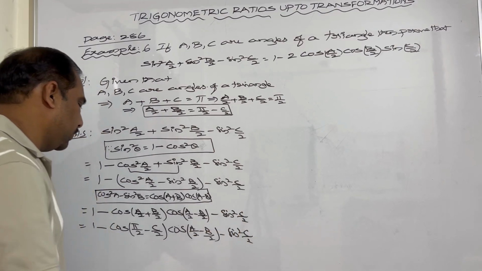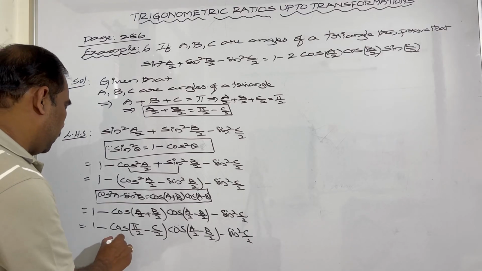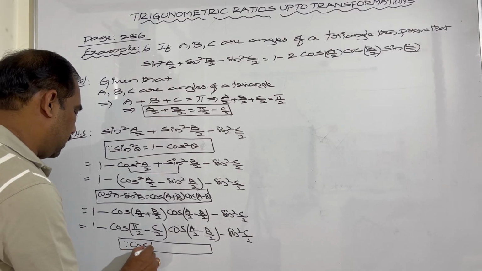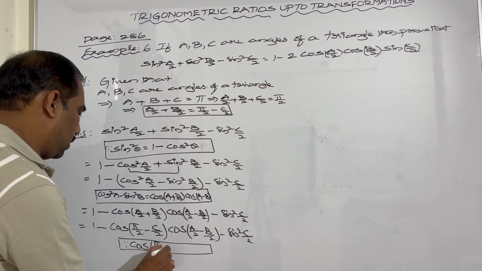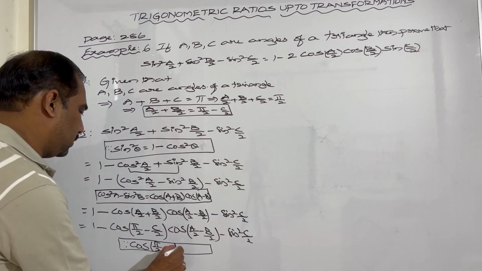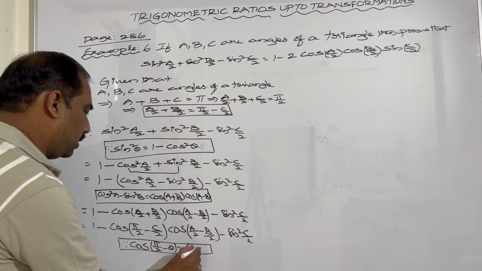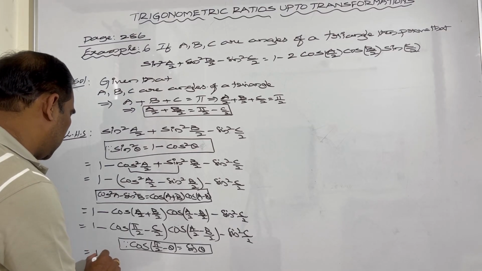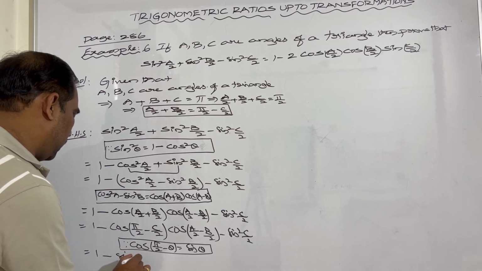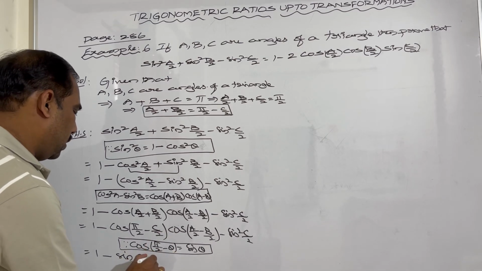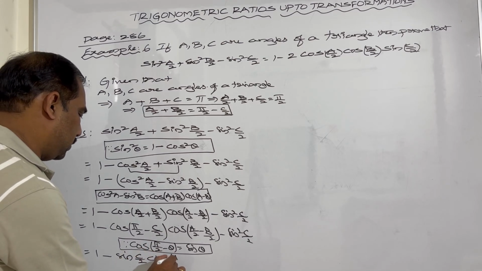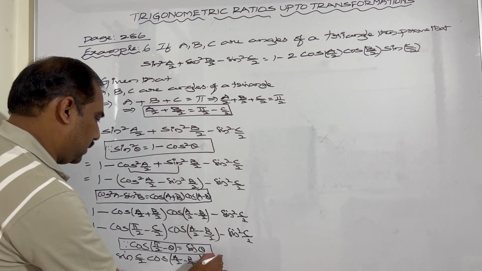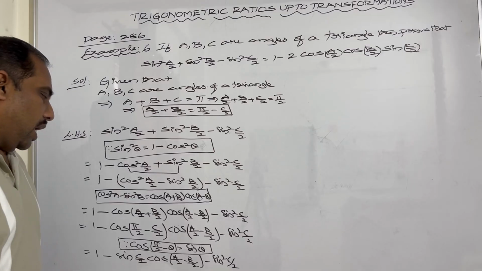Now here we have cos of 90 minus theta, and we know that cos 90 minus theta is equal to sin theta. Here theta is C by 2, so we can write 1 minus sin C by 2 into cos of A by 2 minus B by 2, and minus sin square C by 2 is written as it is.